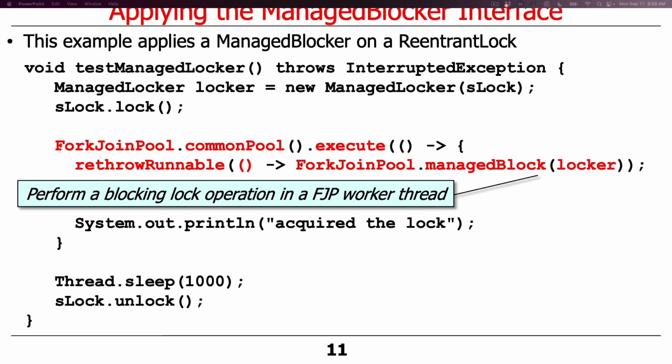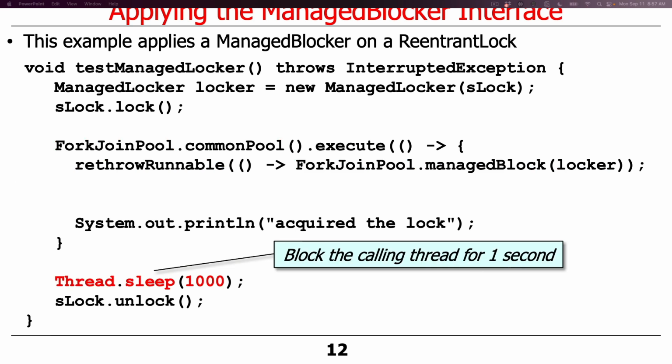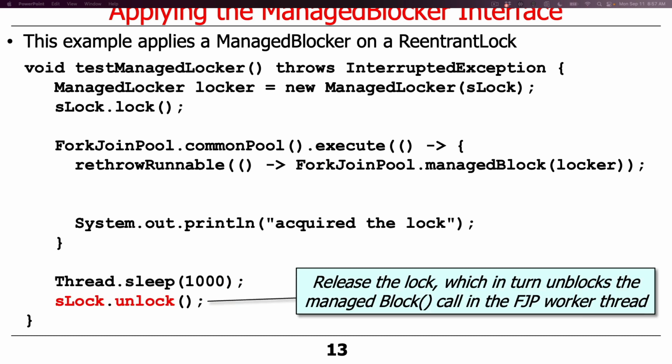Now remember, the lock is locked. So what's going to happen here is this is going to basically have to wait. Then the main thread, the thread that started this thing in the background, sleeps for a second, and then it calls unlock. So what will happen here, if you run the code, is it'll wait a little bit, and then you'll get the acquired-the-lock call after this unlocks the lock.